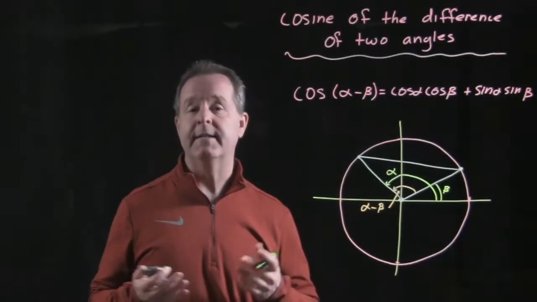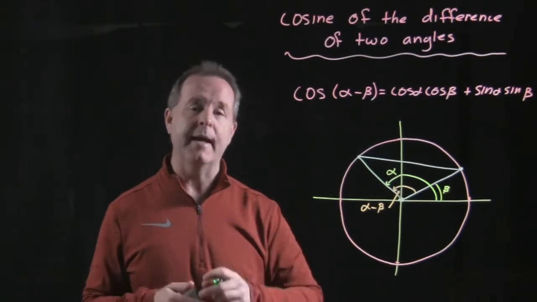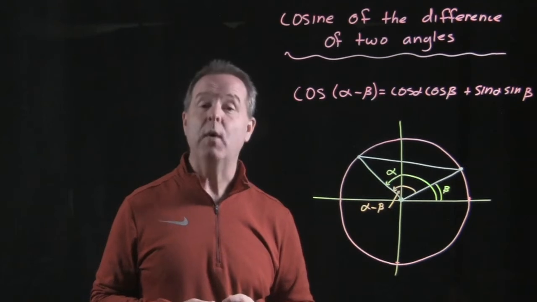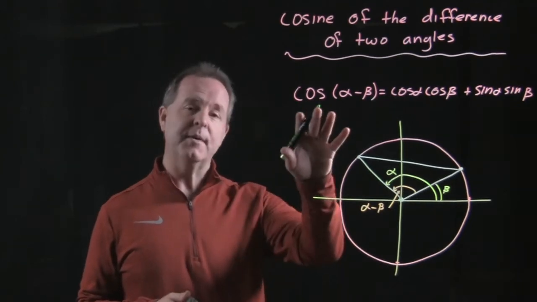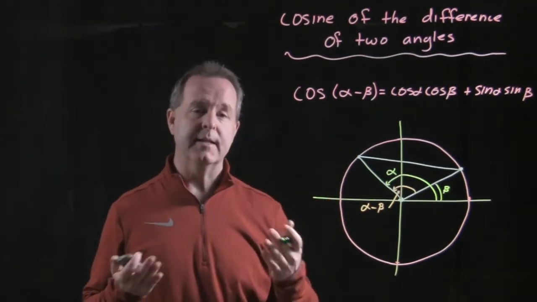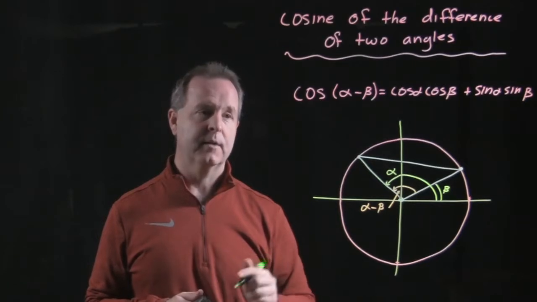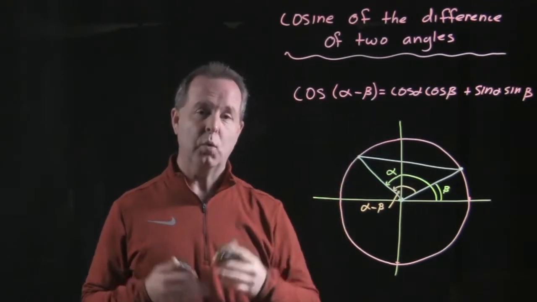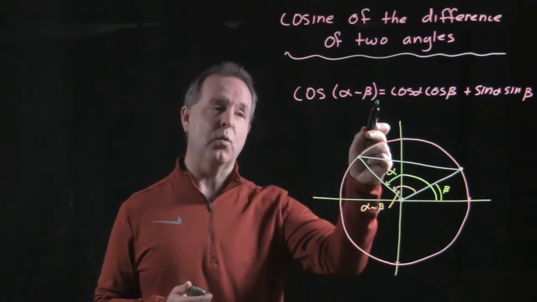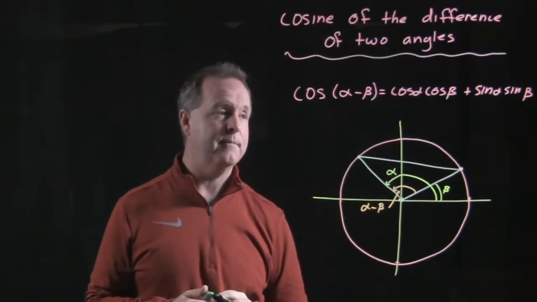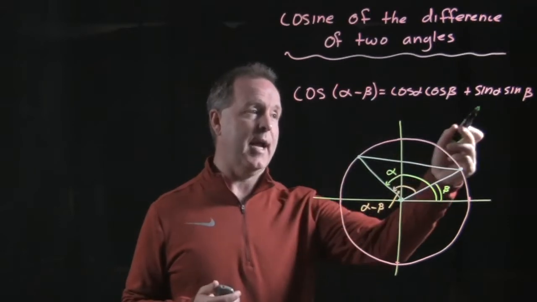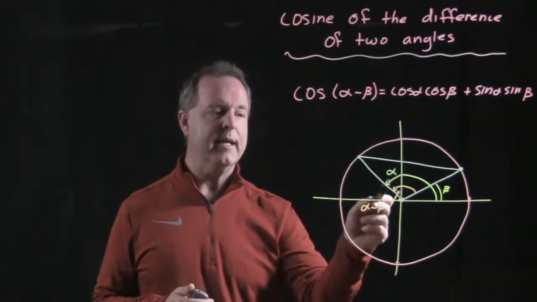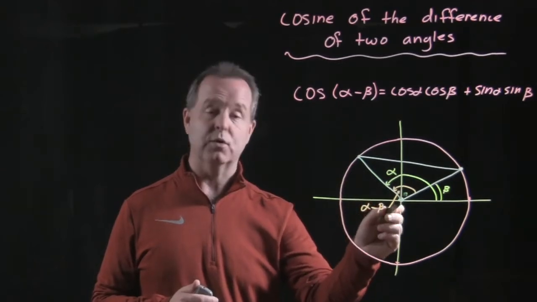Now, there's another set of identities that we term the sum and difference formulas, where we're going to take the sum and difference of two angles. One that we're going to begin with is the difference of two cosine angles, where I have the cosine of alpha minus beta. Well, its identity is equated to the cosine of alpha times the cosine of beta plus sine alpha times sine beta.